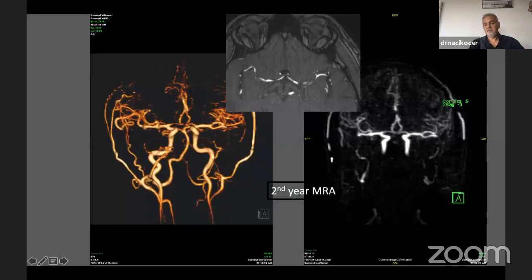This is a second-year MRI. Look at this shape. Did you ever believe that there was an ugly shaped aneurysm here? But on the MRI, of course, you cannot see the right to left and left to right flow.